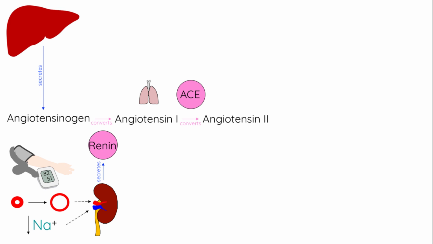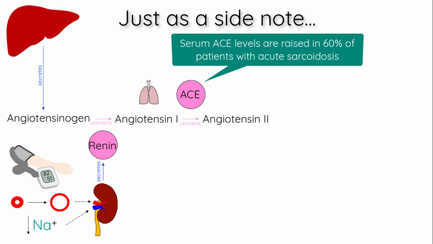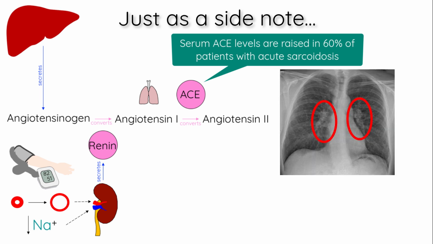ACE is present on the endothelial surface of all blood vessels. Because the lungs are highly vascularized, containing lots of fine capillaries, ACE is abundant in the lungs. Note, elevated ACE levels are used partly in diagnosing sarcoidosis, a rare inflammatory condition originating predominantly in the lungs.